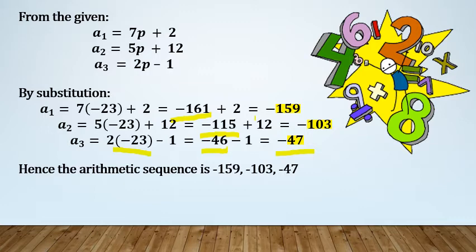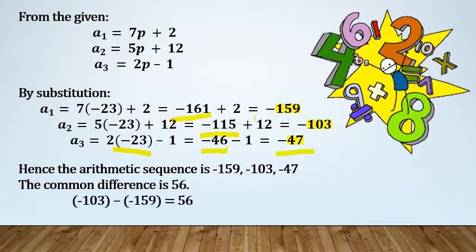Hence, the arithmetic sequence is negative 159, negative 103, negative 47. The common difference is 56. Ano ang mangyayari dito? Negative 103 minus negative 159 equals 56. Kaya, ang common difference ay 56. So, negative 47 minus negative 103 equals 56.